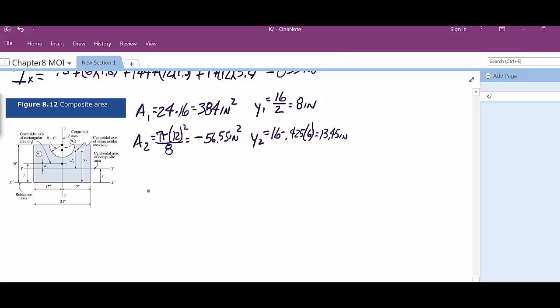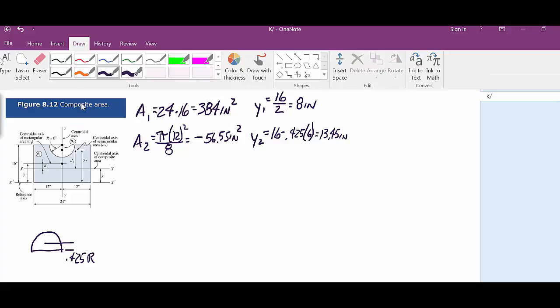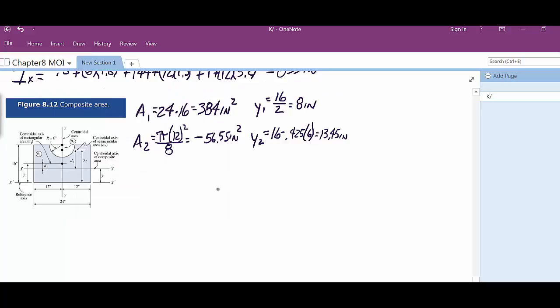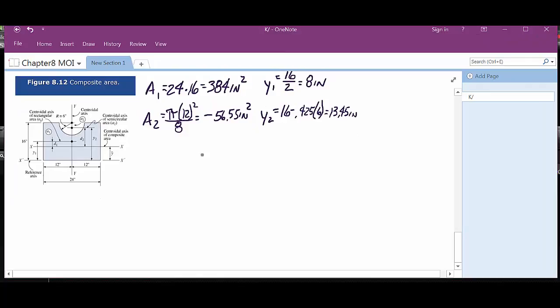You're finding out what this point right here is. Y2 is this distance right here. This thing is turned upside down, but if you looked in the handouts, it was something like this, and this distance here was 0.425 times the radius. Since it's turned upside down, that's this distance right here, so 16 minus that gives you this distance. That's where 13.45, roughly, came from.